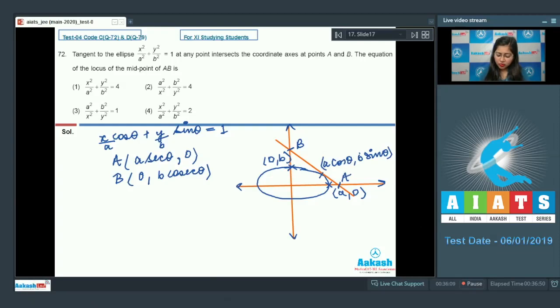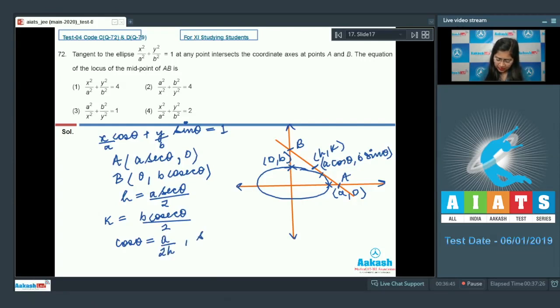Now we have to find the equation of the locus of the midpoint of AB. Let us say the midpoint of AB is (h, k). So h will be equal to (a sec θ + 0)/2 and k will be equal to (0 + b cosec θ)/2. That is cos θ is equal to a/2h and sin θ is equal to b/2k.